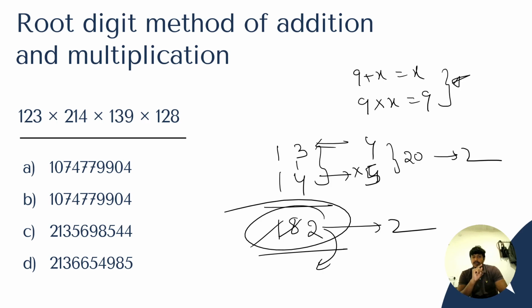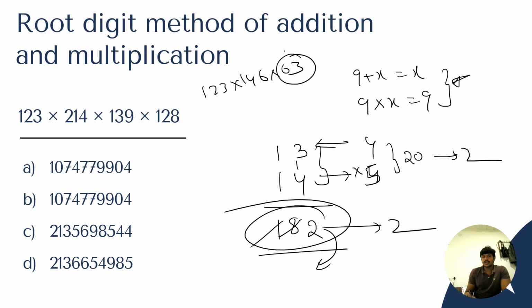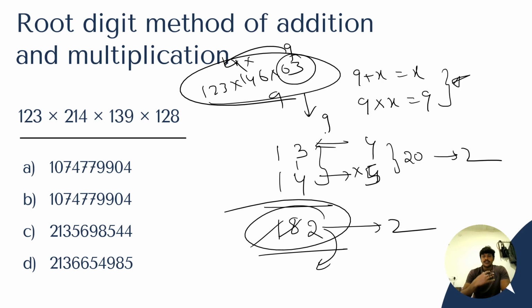So let's solve this one. But remember, if by luck you get any 9, you can just ignore the problem and write the answer as 9. For example, you are writing like this: 123, 146 into 63. See, once you get 9, 9 into anything is 9 only. So the final answer of this one is going to be simply 9. If you're getting 9, that is luck. But if not, you just need to multiply all of them by converting into root digits. What I said here, if you get one 9 in the multiplication, it doesn't matter what numbers you have before. The root digit is going to be just 9.